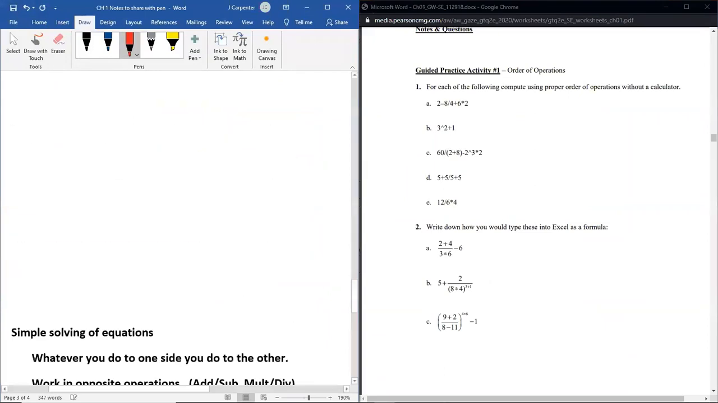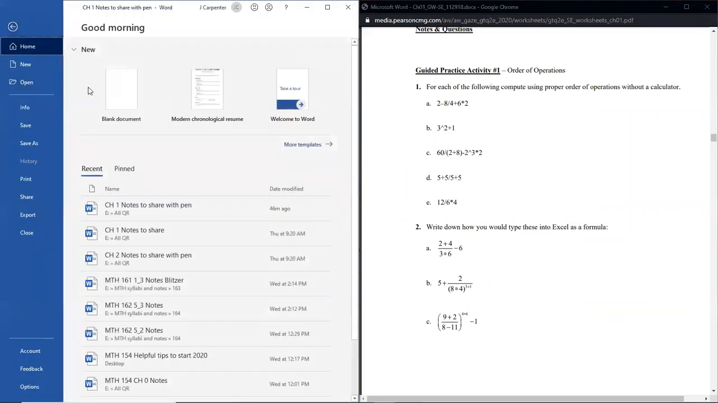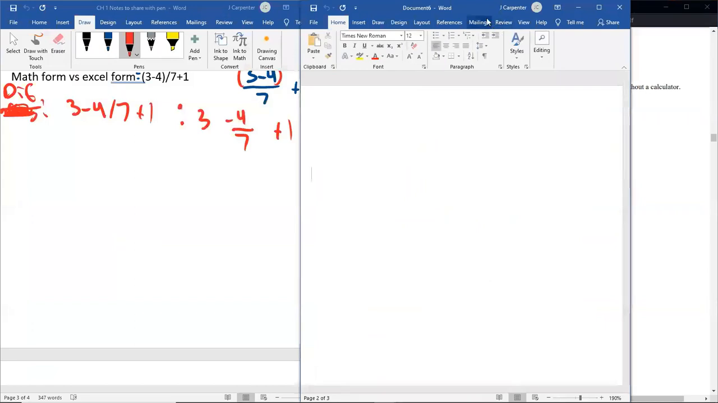Actually, I don't want it on the same document. Go.